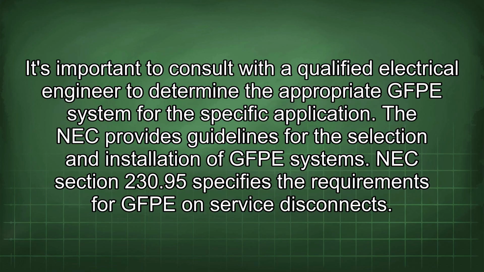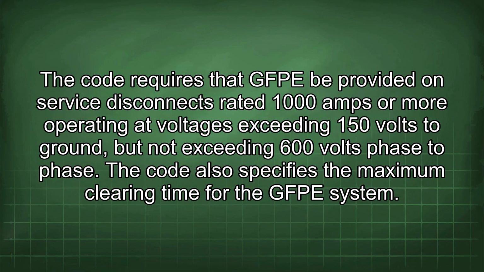NEC section 230.95 specifies the requirements for GFPE on service disconnects. The code requires that GFPE be provided on service disconnects rated 1000 amps or more operating at voltages exceeding 150 volts to ground, but not exceeding 600 volts phase to phase.